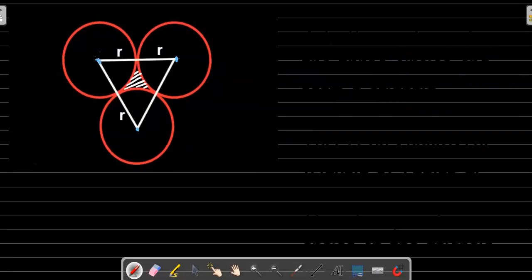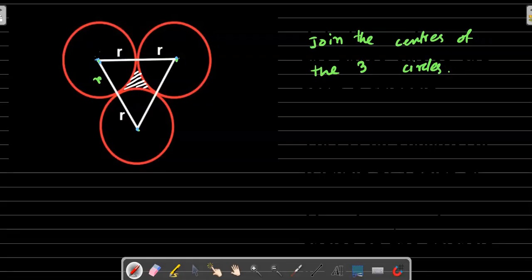To find the area, our first step is to join the centers of the three circles. Now you observe that all the circles have radius r, so we get a triangle in which all three sides are 2r.